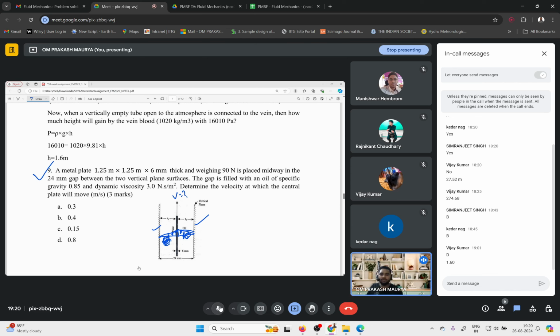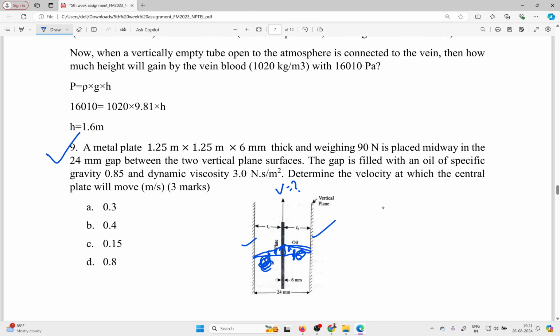So I want to give you a little hint for this question. How will you calculate? In this question you will apply the formula tau is equal to mu du by dy. The thickness is very small, so what will you do? Tau is equal to mu into velocity divided by depth. This is the formula you will apply. So this much hint for this question. Now please try to calculate.